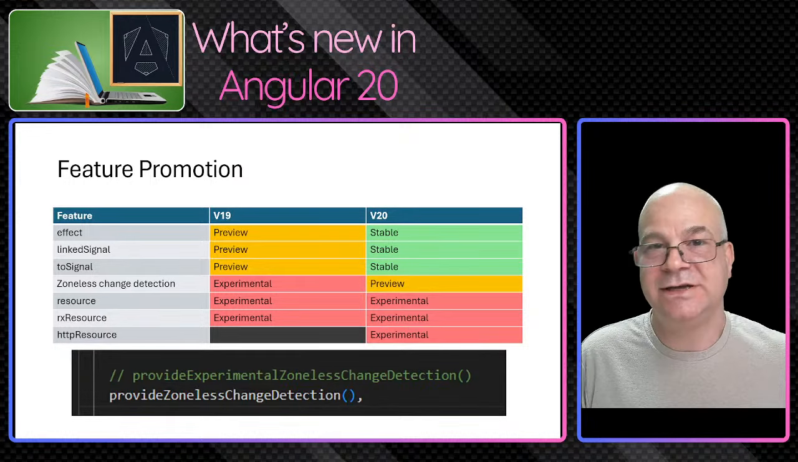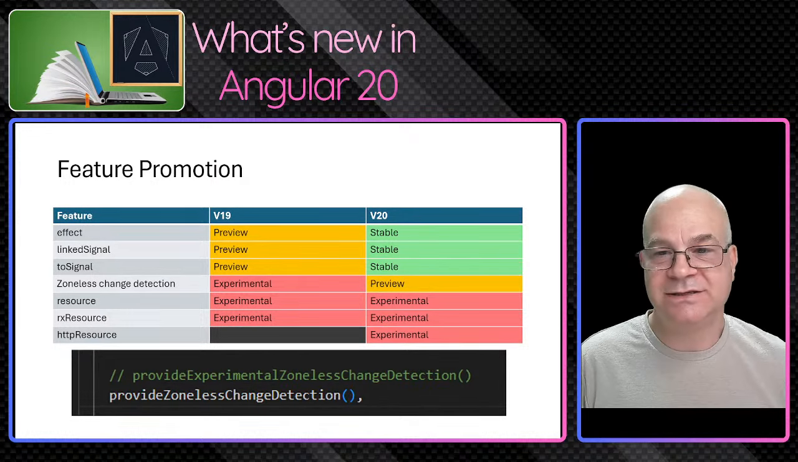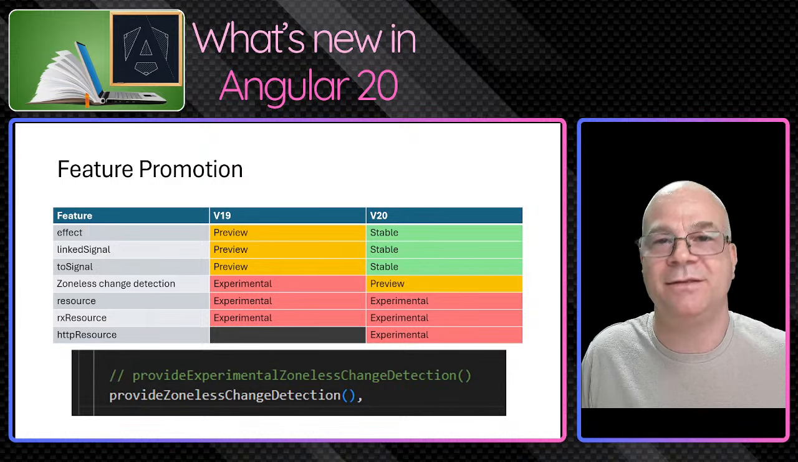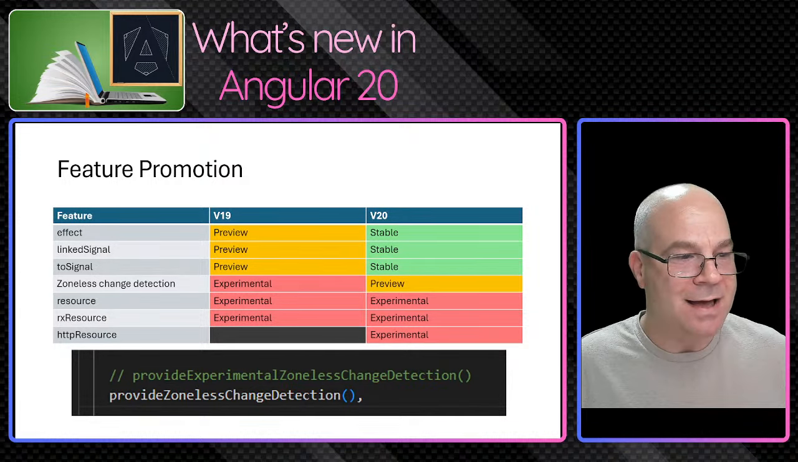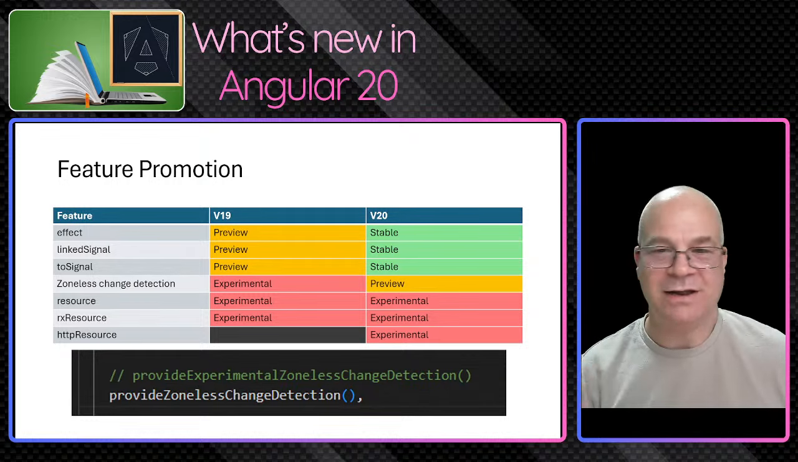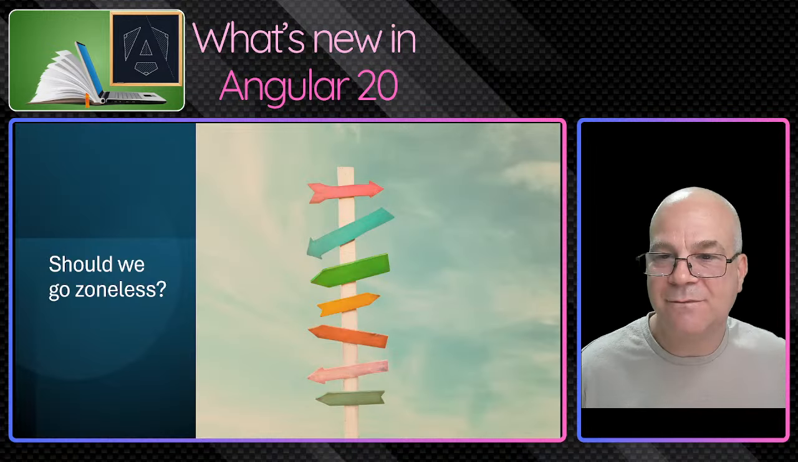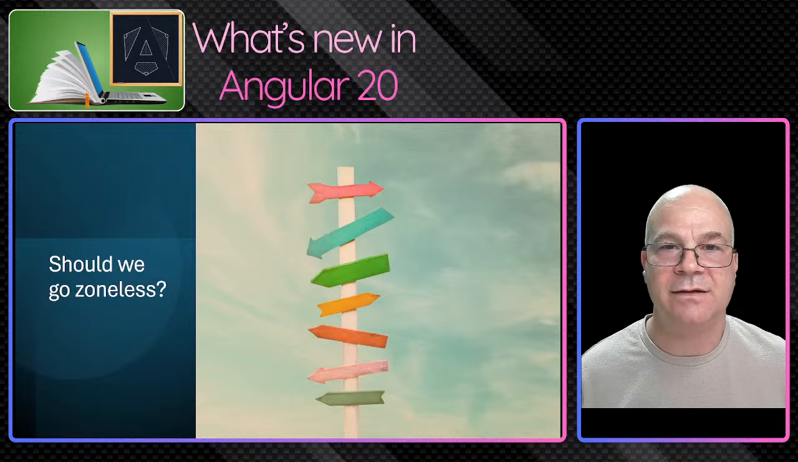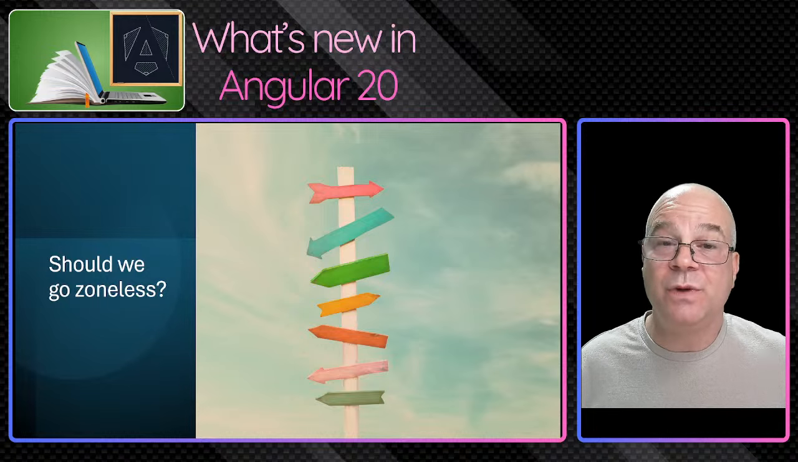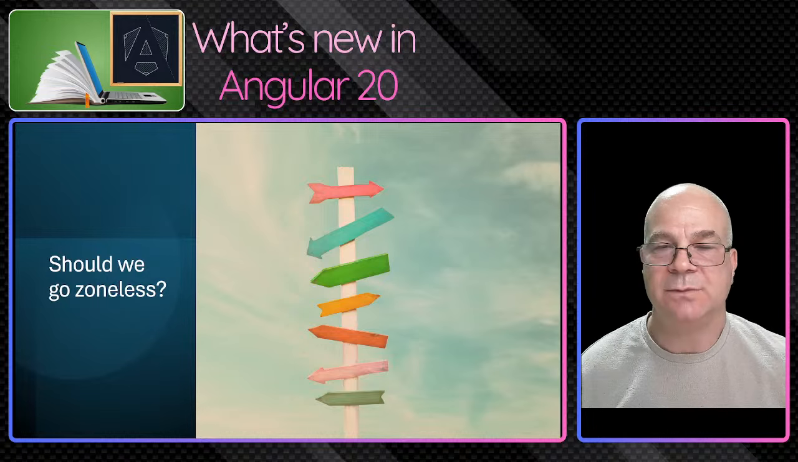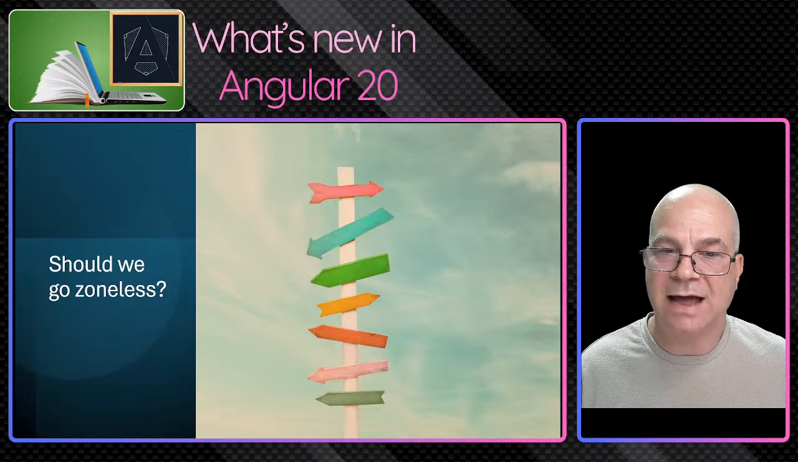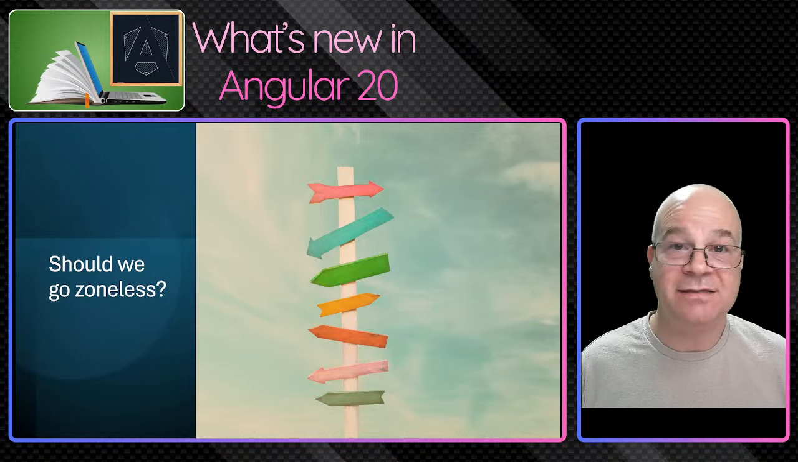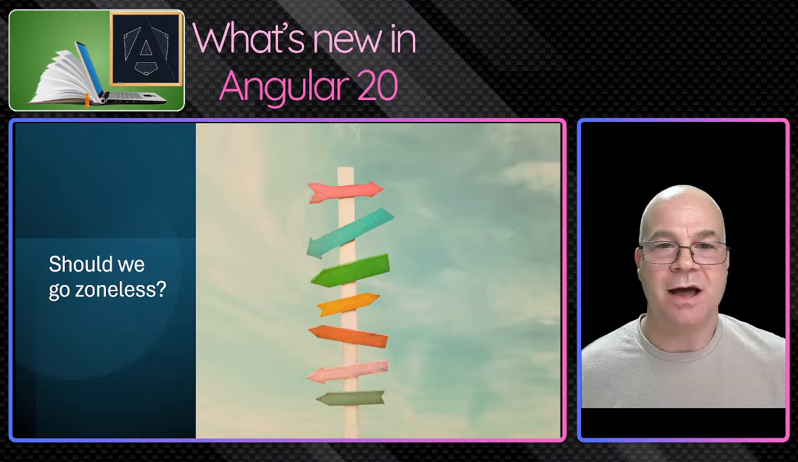The big news is that the zoneless change detection is no longer experimental. It's in developer preview. But let's talk about it a little bit. So one of the questions that I keep being asked in companies that I consult is, should we move to a zoneless application? And I have to say that personally, I'm not sure. Now, some applications I think should, but others shouldn't.